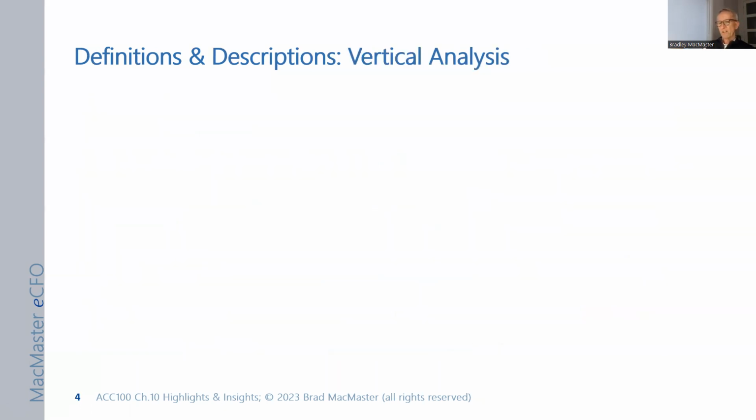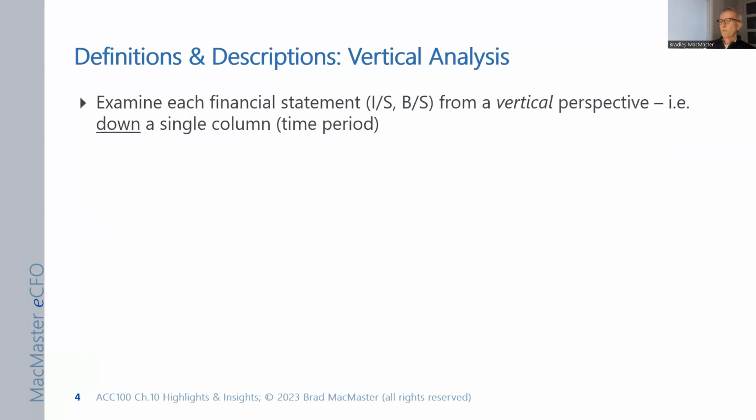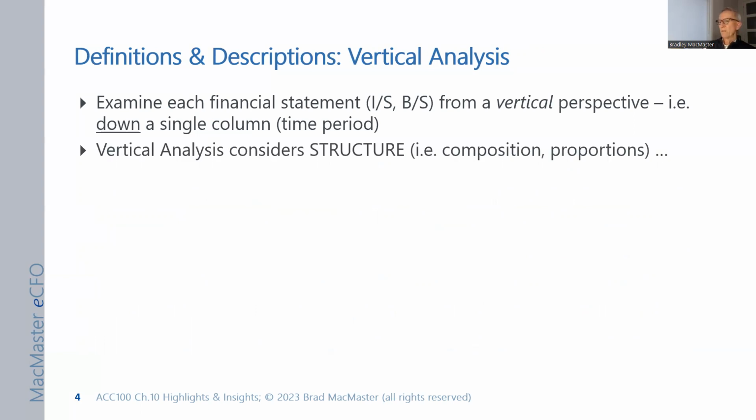Now, in vertical analysis, this is like the other part of the set of clues for a crossword puzzle. We're going to examine each financial statement, the income statement and the balance sheet, from a vertical perspective, i.e. looking down in a specific column or time period. So when we do that, vertical analysis helps us understand the structure of either financial performance or financial position. And that structure is represented as a composition or a mix or proportions.